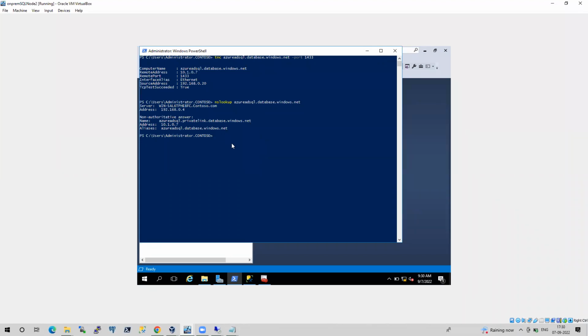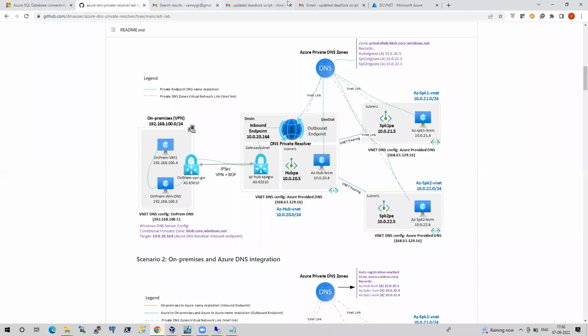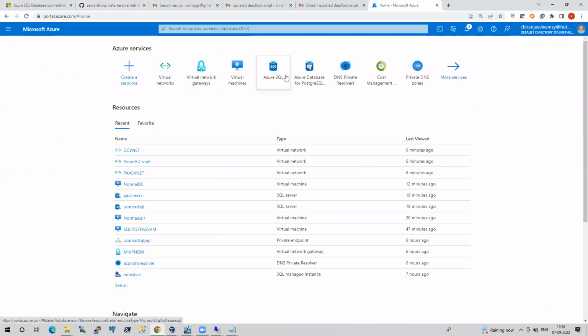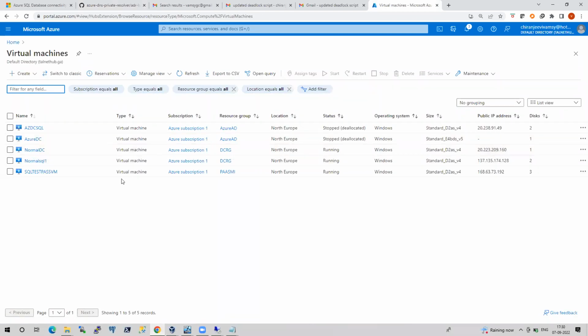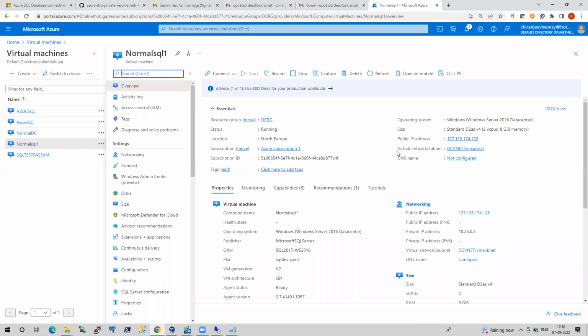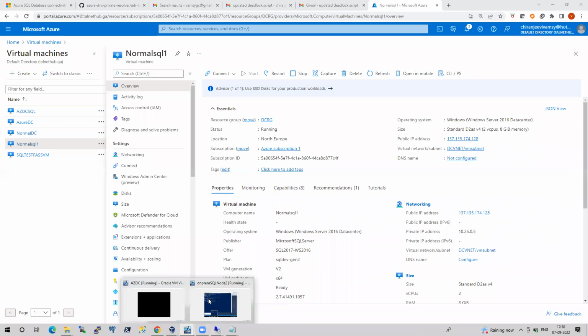But if you do it for the other one where the custom DNS is there, so if I do NS lookup for one of the machines like normal SQL one, I think that is the machine name. Let me check. Peering was done in the background, right? That's the reason we are connecting. Peering is there for all the VNets. It's not just about peering. Of course, peering is an important thing, I'm not denying that, but you have to understand the hub and spoke architecture. One second. Normal SQL one.